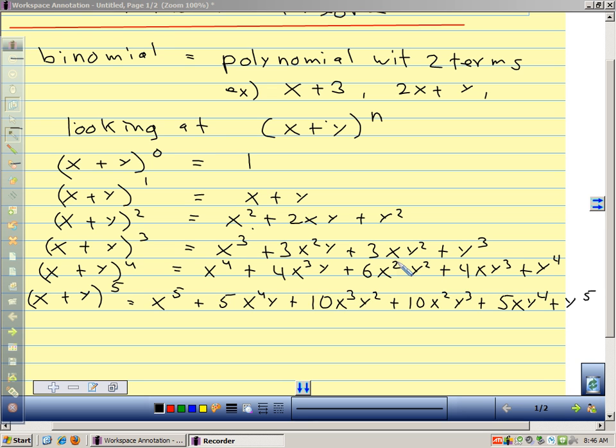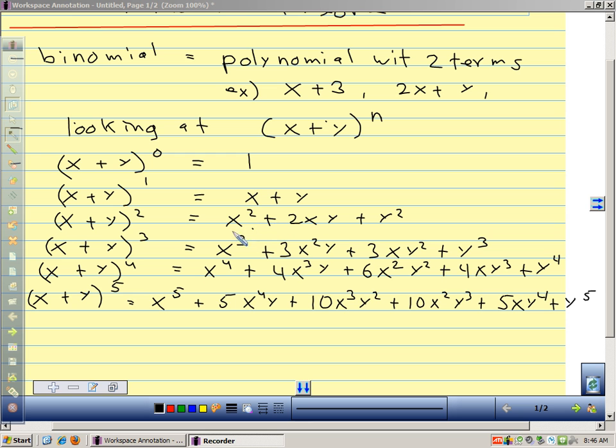So what mathematicians did is they noticed that a pattern was developing. If we look at this, x plus y to the 0 has one term. X plus y to the first has two terms. X plus y squared has 3 terms, then 4 terms, 5 terms, 6 terms. So it has one more term than the exponent.